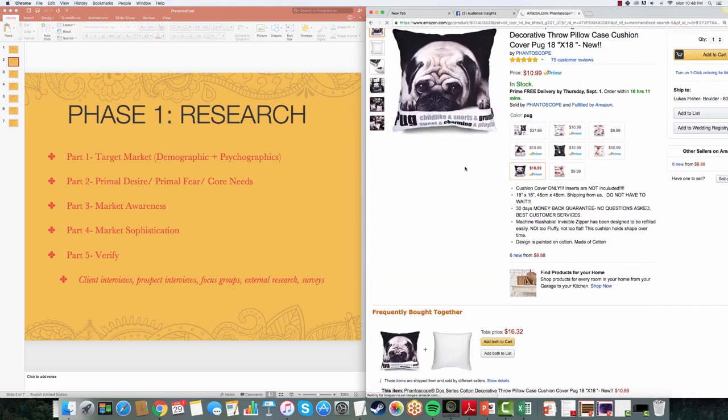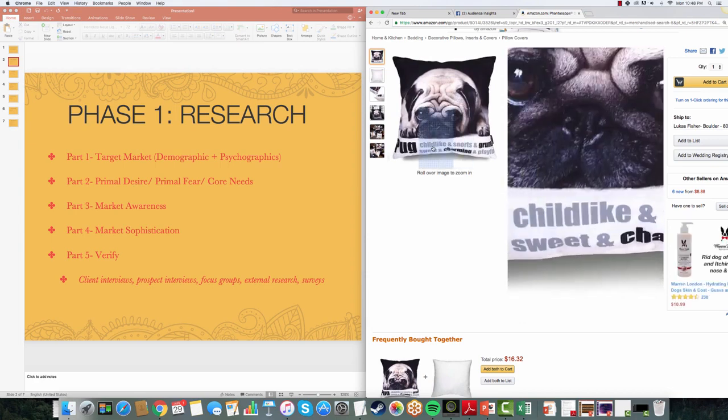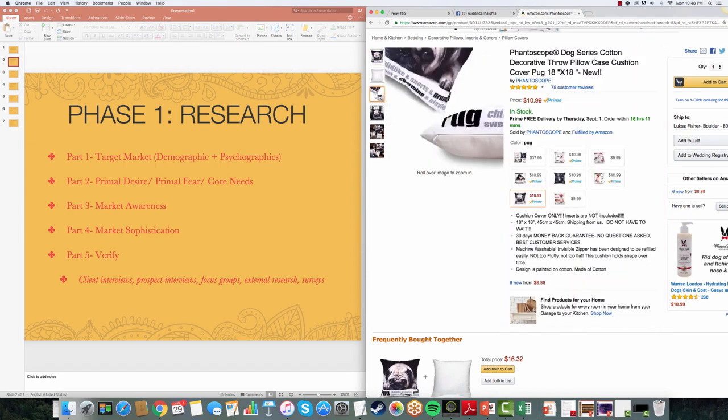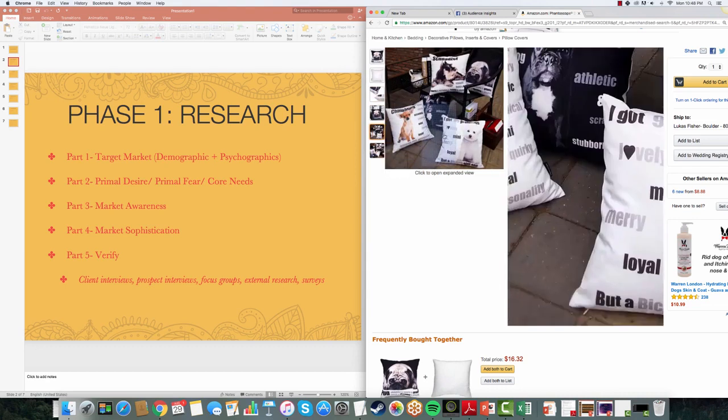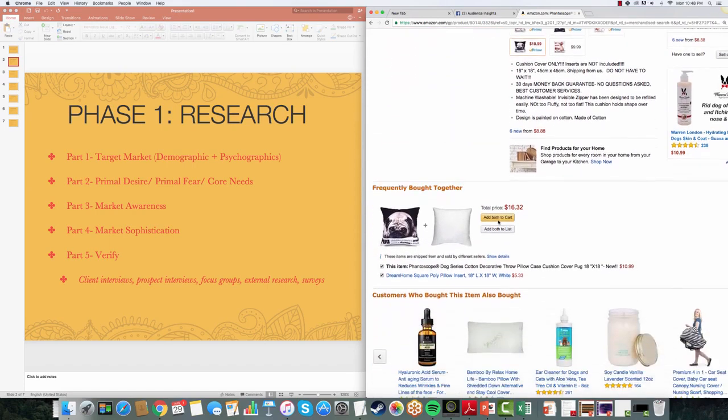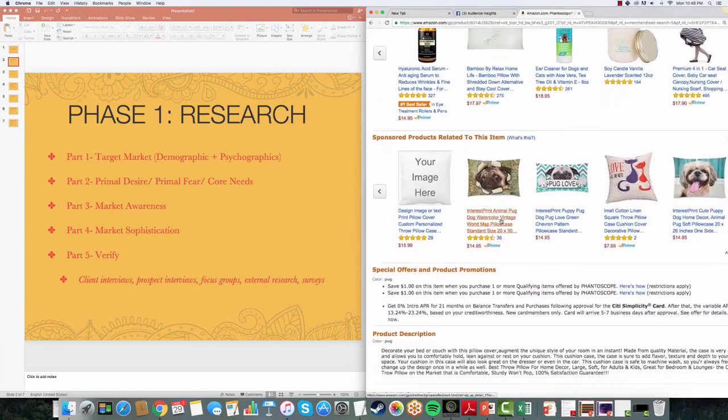And so let's go down here. Let's see what's going on. It says things about the pug. It's got a picture of a pug. It's got several images showing the different sizes. Oh, and look, they have multiple dogs. So now we're starting to get a feel for the type of product here. Now, who buys it? Let's figure that out.